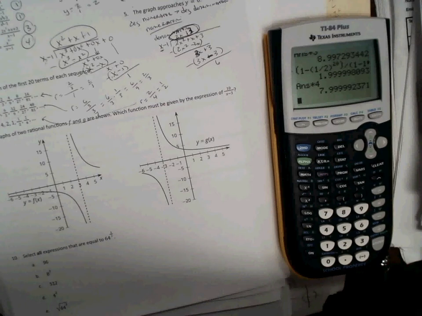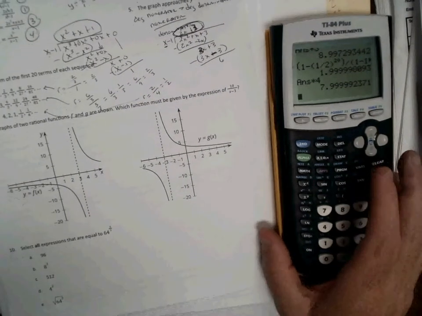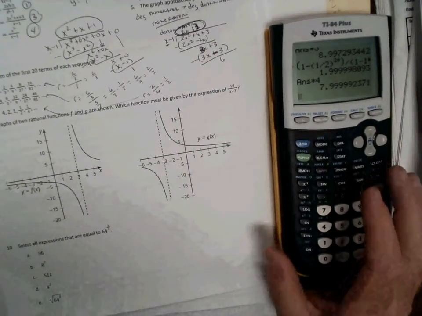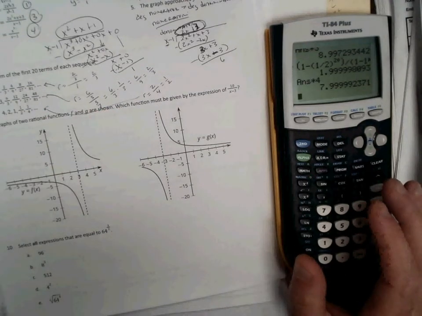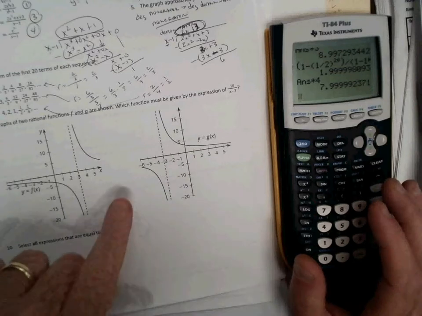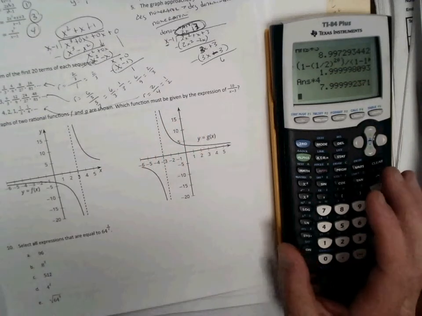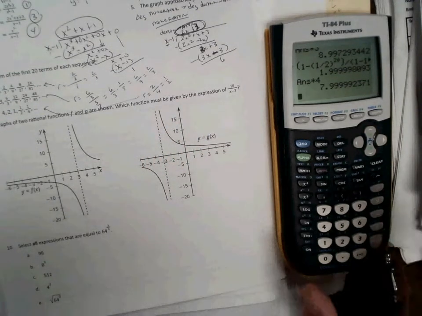Okay, let's do semester test review for Algebra 2, number 9 and 10, and maybe 11, depending on how long this video goes. But when we look at this, we have the graphs of two rational functions given, and we're given an expression and asked which function must be given by the expression of 10 over x minus 3. The easiest way to do this is on the calculator.